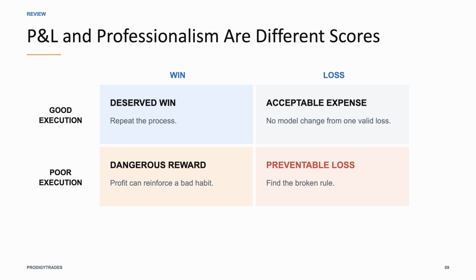You over-leveraged, chased, ignored invalidation, broke your time window, and the market happened to pay you. If your journal only celebrates the money, you may repeat the violation with more confidence next time. Remember, the goal is not to eliminate losing trades. That is inevitable. You're going to lose. The goal is to eliminate losses that should never have been taken.